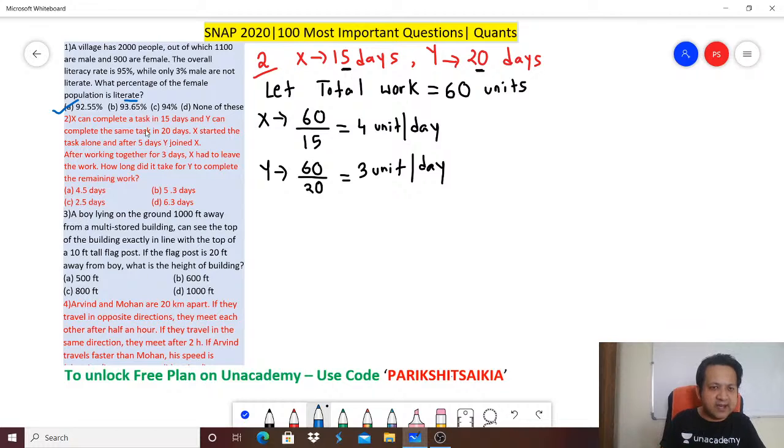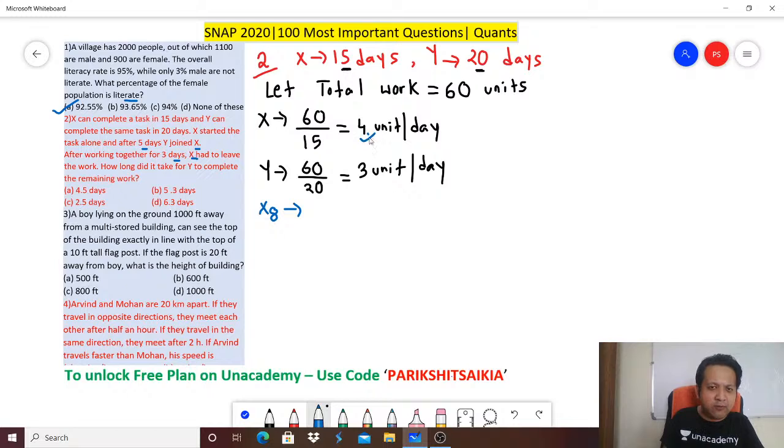So how many days did X work? X started the work alone and after 5 days, Y joined X. After working together for 3 days. So can I say in total, X has worked for 5 plus 3, 8 days. Do you agree? Initial 5 days plus the remaining 3 days. So in total, X has worked for a total of 8 days.